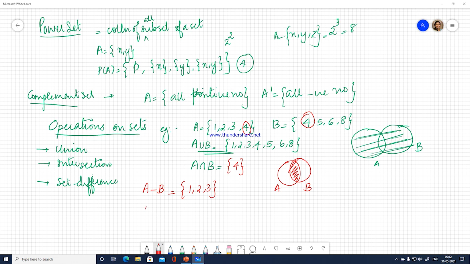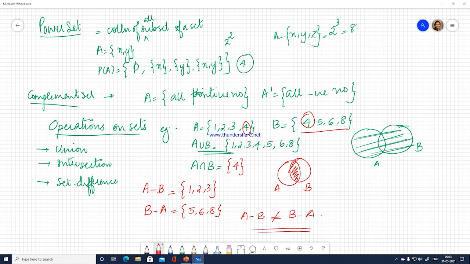And A minus B will not always be equal to B minus A. If I say B minus A, I'll look for all the elements of 4, 5, 6, 8, and from that I have to remove the elements contained in A. So here also the 4 is present, so I don't consider the 4. So the set will be 5, 6, 8. So A minus B won't be equal to B minus A. So these are the operations on sets.